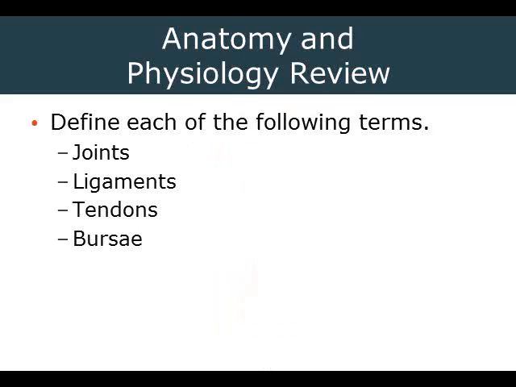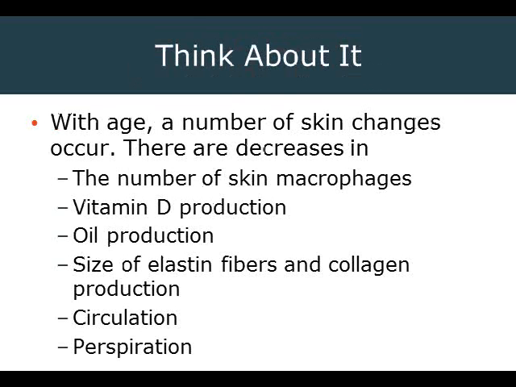All right, so the following joints, we know that's where bones articulate with one another, or quote-unquote move with one another. Some of them are immovable. Ligaments tie like things together. So ligaments will tie bones to bones. Tendons will tie muscles to bones. And the bursae we talked about.